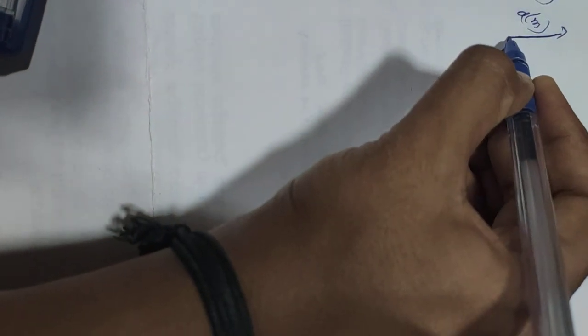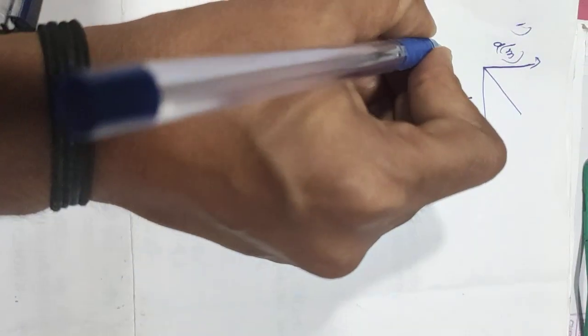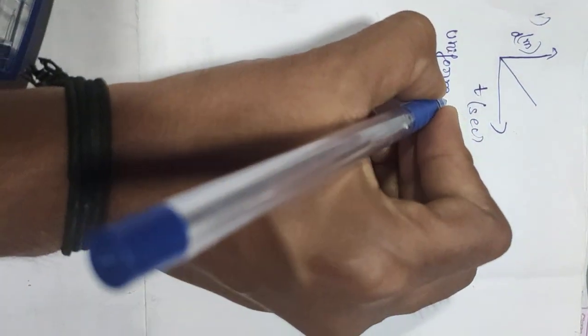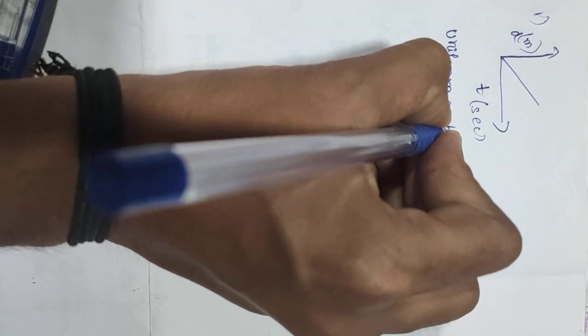Here they are asking what the nature of the graph is in the case of uniform motion. We know the definition of uniform motion: an object that covers equal distances in equal intervals of time is said to be in uniform motion. So the distance-time graph for uniform motion looks like a straight line. The nature of the distance-time graph for uniform motion is a straight line.